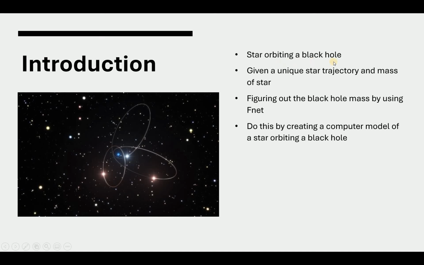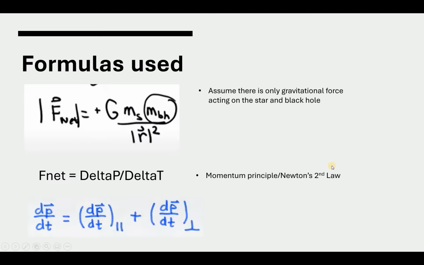Introduction. So our star is going to be orbiting a black hole. We're going to be given the star trajectory and the mass of the star, and we're going to figure out the mass of the black hole by using F net. To do this, I'm going to create a computer model of a star orbiting a black hole.